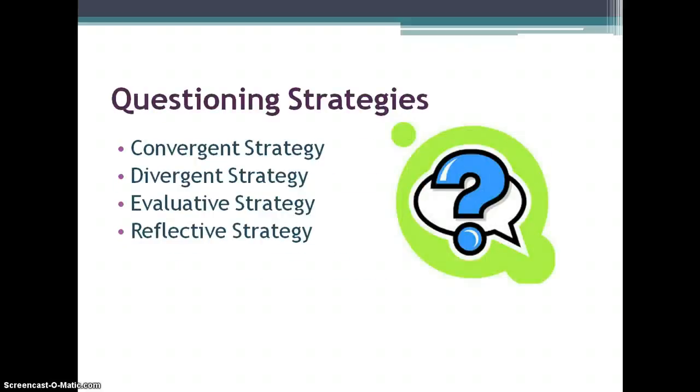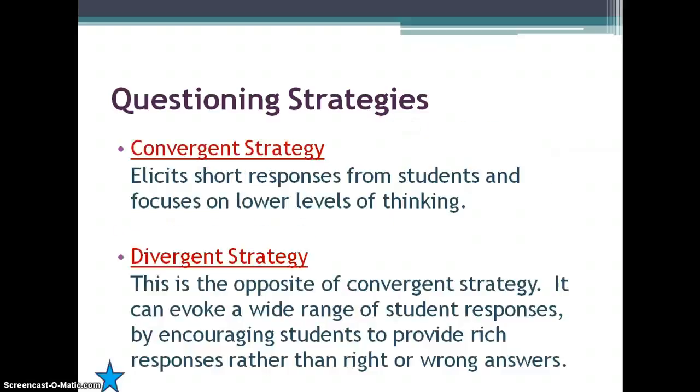So now we're going to look at 4 main questioning strategies: convergent strategy, divergent strategy, evaluative strategy, and reflective strategy. Convergent strategy. It elicits short responses from students and focuses on lower levels of thinking. This is knowledge level. This is very much reciting back, giving back what you've given the kids.